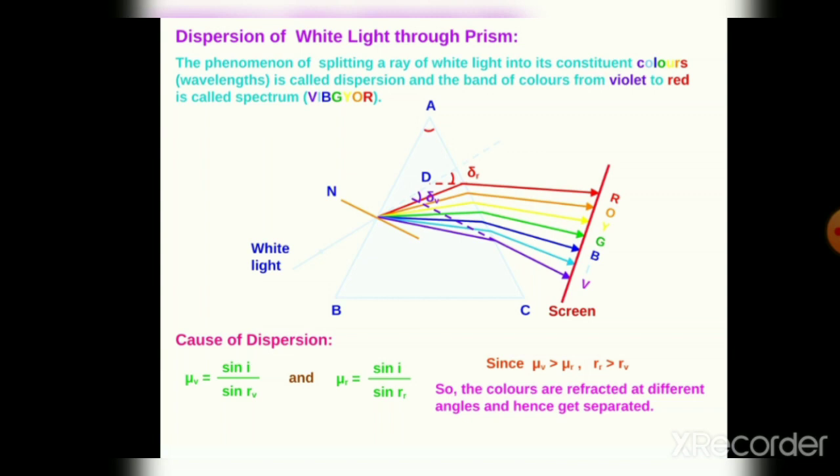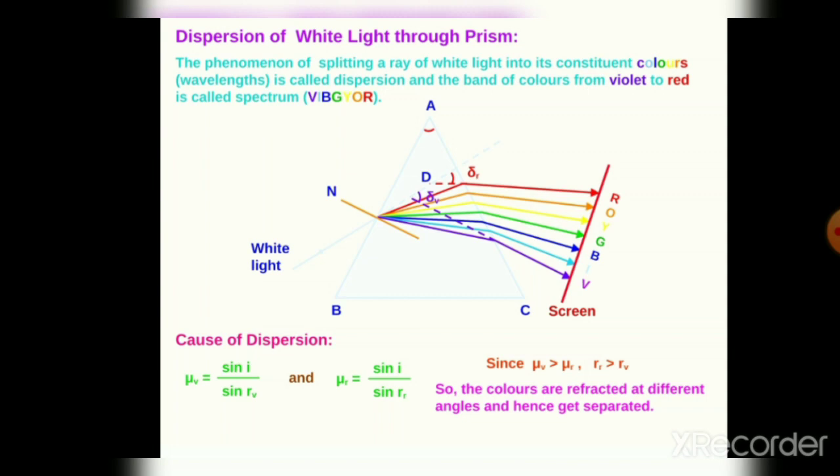The phenomenon in which the light gets divided into its constituent colors is known as dispersion of light. A ray of white light is first incident on the prism, and an emergent ray comes out from the other side of the prism with different colors because of the difference in frequency and wavelength lambda.